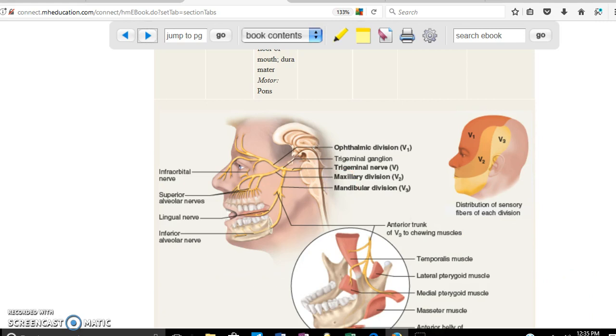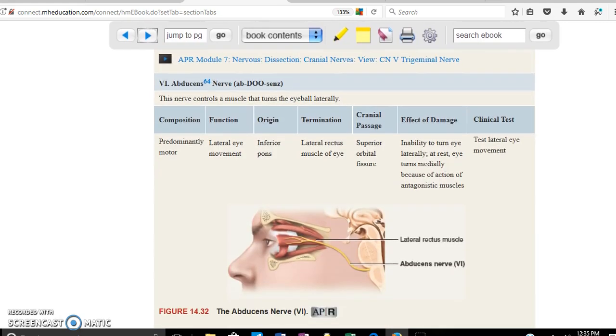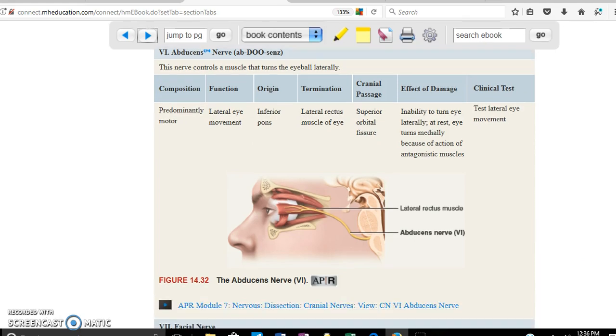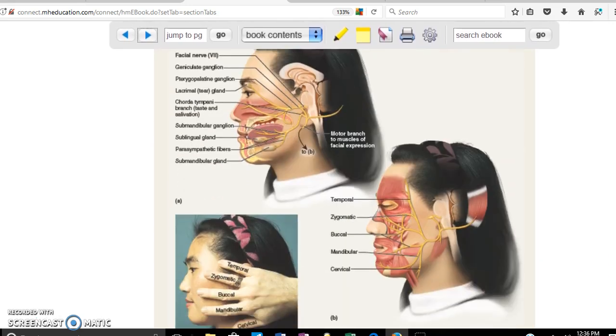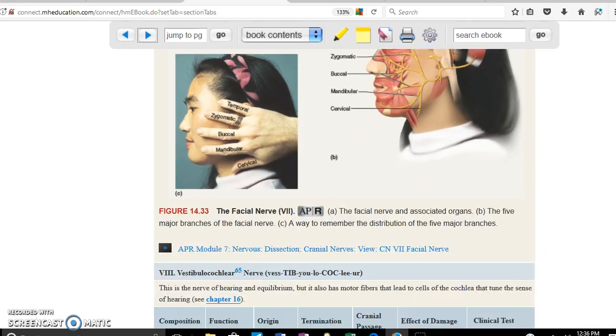The next one is going to be cranial nerve number 6, which is abducens. This is also predominantly motor because it helps you move your eyes. So cranial nerve number 7 is facial. It's considered mixed, okay, because it helps you taste, but it also moves a lot of muscles that you have in your face. Okay, that one is facial, and it has several branches. In particular, it actually has 5 branches, as you can see here. They're going to be temporal, zygomatic, buccal, mandibular, and cervical. So the facial nerve is mixed.